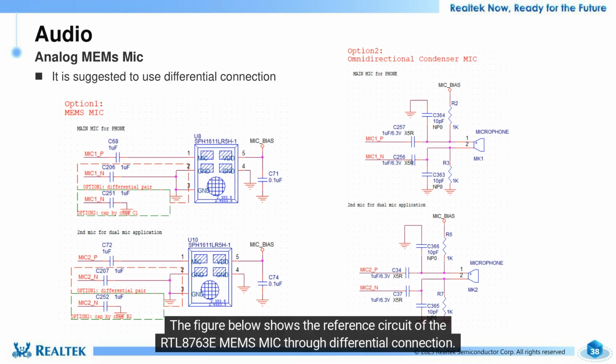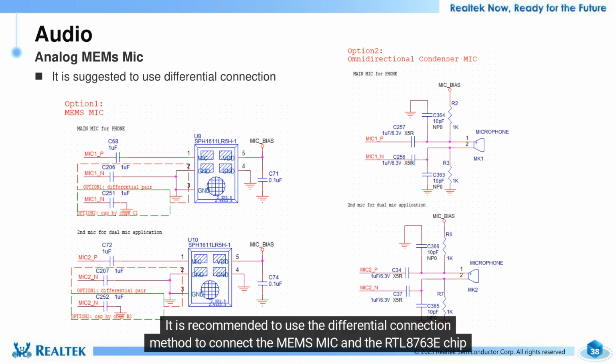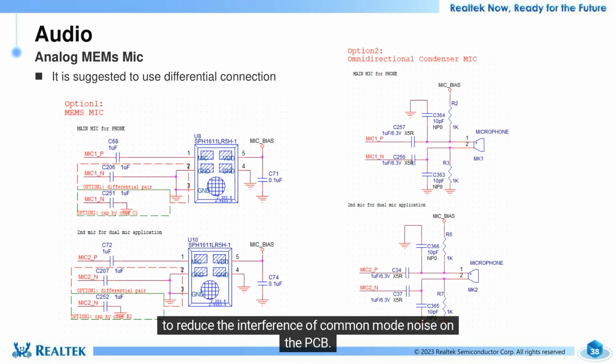The figure below shows the reference circuit of the RTL8763EM/EM-S mic through differential connection. It is recommended to use the differential connection method to connect the MEMS mic and the RTL8763E chip to reduce the interference of common mode noise on the PCB.